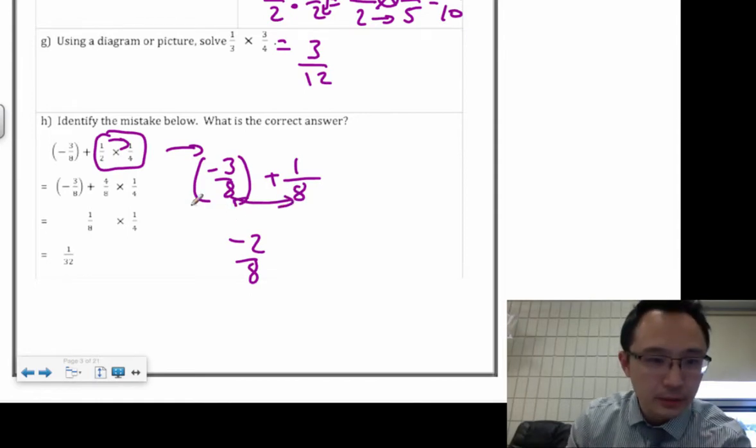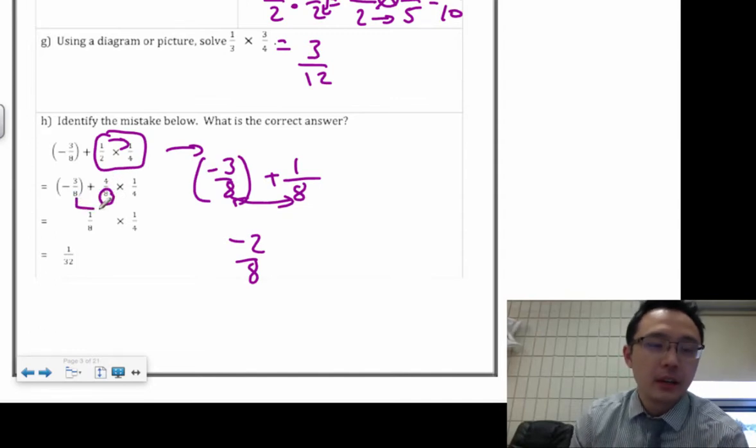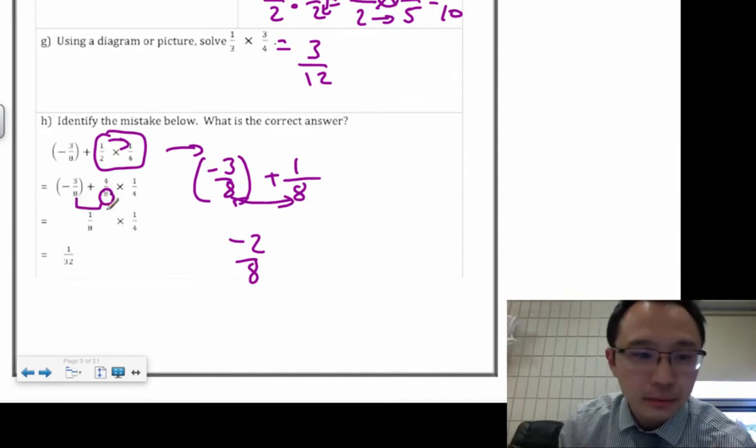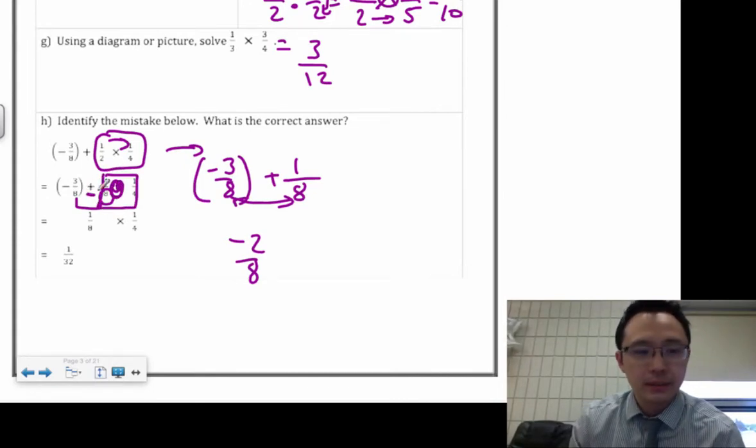What did this person do? For some reason, they went to find the common denominators for these two. But this is following BEDMAS. Multiply first, then add. So you have to do this first before you can do the other part. So that's the mistake. Wow, we're on page 4 already.